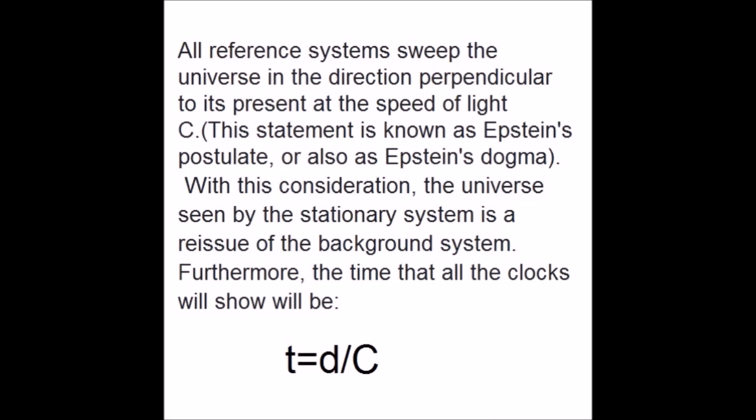All reference systems sweep the universe in the direction perpendicular to its present at the speed of light c. This statement is known as Epstein's postulate, or also as Epstein's dogma. With this consideration, the universe seen by the stationary system is a reissue of the background system. Furthermore, the time that all the clocks will show will be time equals vertical distance divided by light velocity.